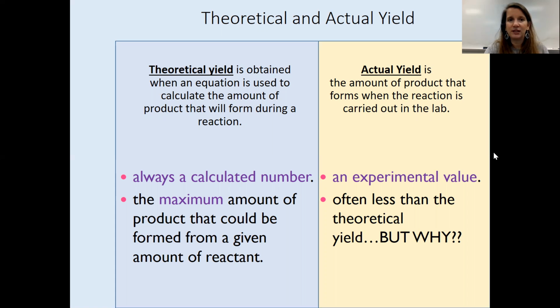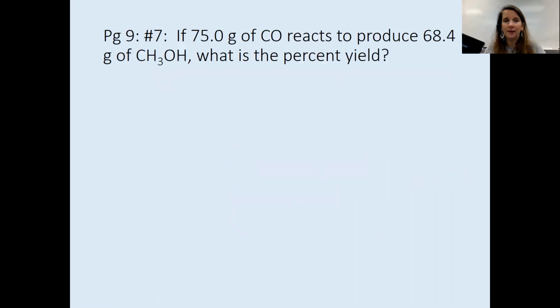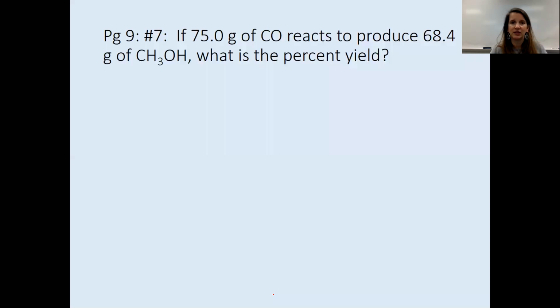All right, so the percent yield formula is going to be this. Again, it's on page 9 in your packet, but we're going to take the actual yield divided by the theoretical yield times 100 to get it into percent form. So when we look at question number 7 on page 9, it says that we have 75 grams of carbon monoxide that reacts to produce 68.4 grams of methyl alcohol. What's the percent yield?